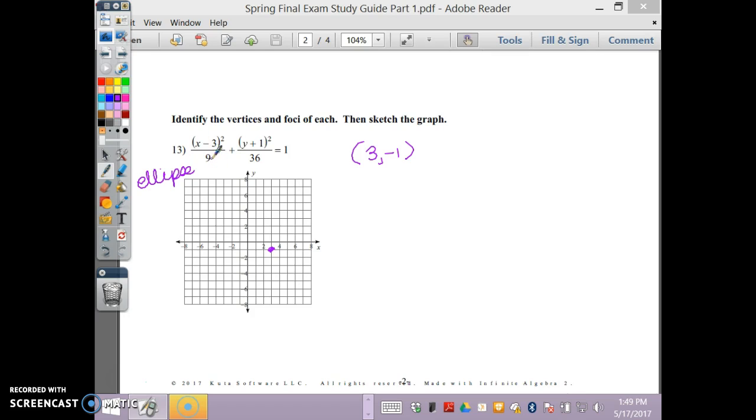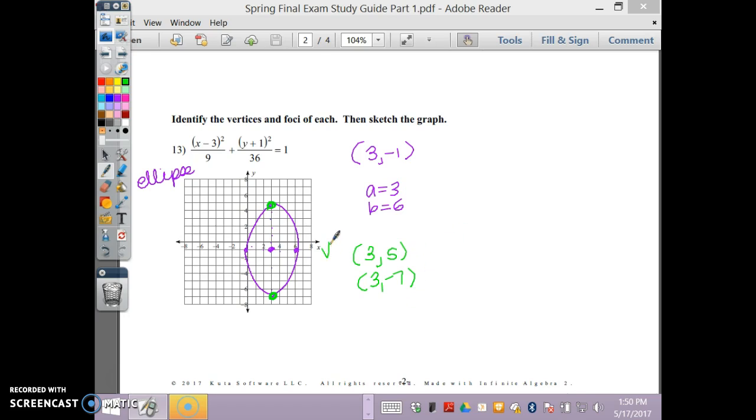Now this is your A squared. So your A is 3. This is your B squared. So your B is 6. The A is under the X, meaning that you go side to side 3, and you go up and down 6. Connect those for your ellipse. These are called the vertices. So those would be at 3, 5, and 3, negative 7.